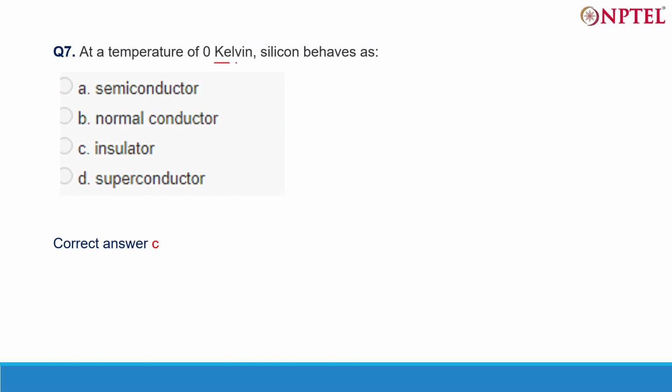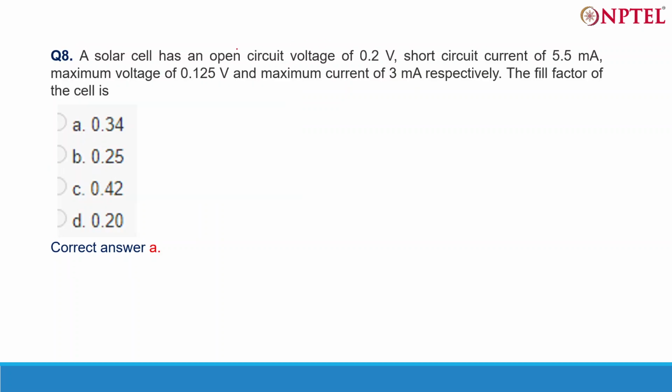At a temperature of 0 Kelvin, silicon behaves as an insulator. All the semiconductors behave as insulators at 0 Kelvin. A solar cell has an open circuit voltage of 0.2, a short circuit current of 5.5, a maximum voltage of 0.125, and a maximum current of 3 milliampere. The fill factor of the cell is.